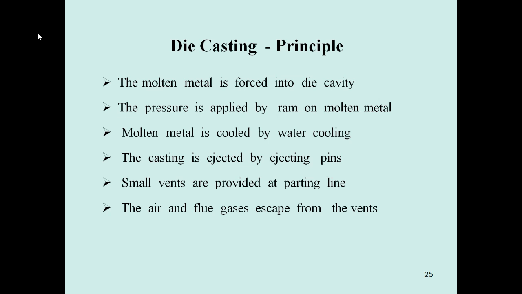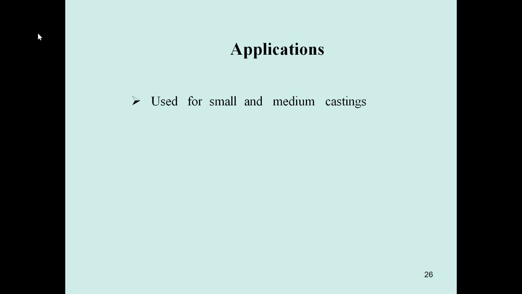Why? In order to allow the escape of flue gases. Next, applications. The die casting process was developed in the early 1900s. It is employed for producing small and medium sized castings of low melting point, non-ferrous alloys. So these are the applications of die casting.